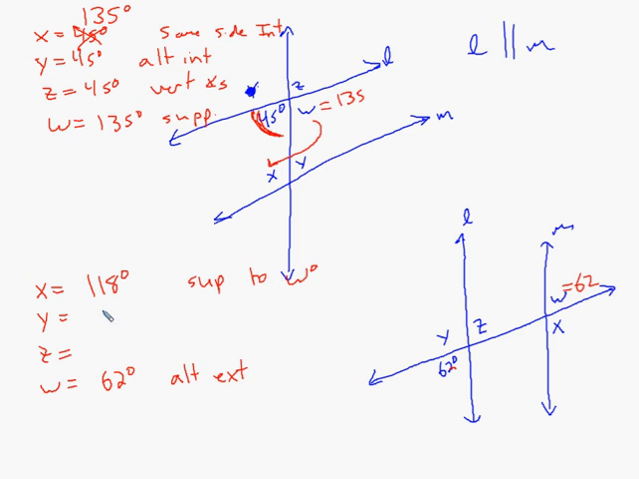All right, what's Y? Y is also 118. Y is 118, and we say supplement to the given angle, 62. How about Z? Z is going to equal 62 also because it's vertical. Now, if we got Z first, we could say this is 62 and W is 62 because it's corresponding. So there's a few different ways that you can get this.